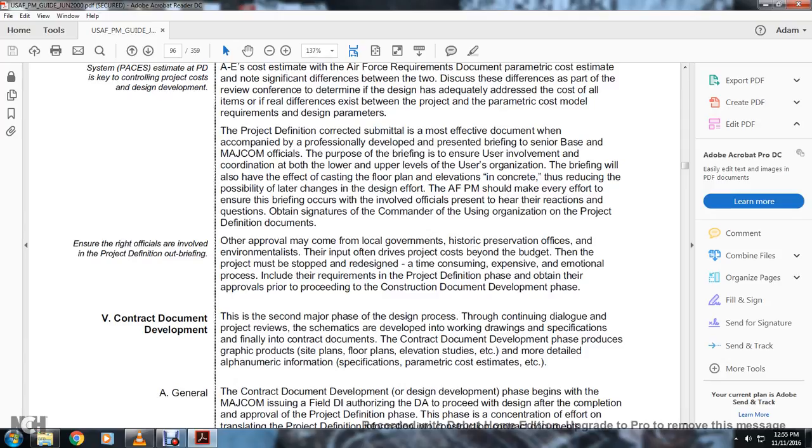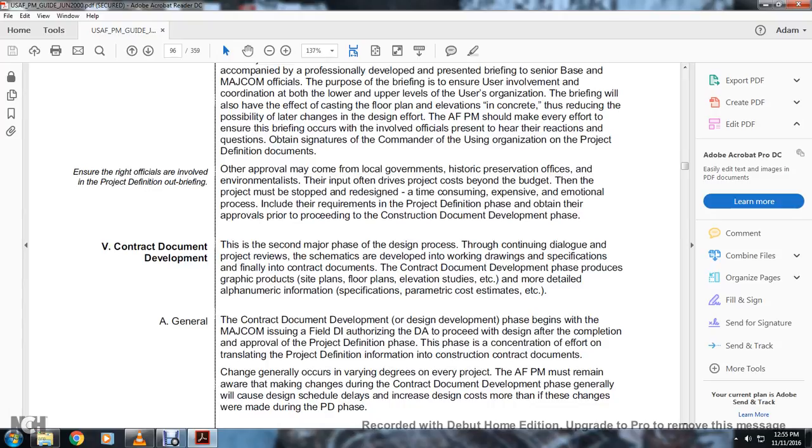Other approvals may come from the local government's historical preservation office, and often from environmentalists. If these drive the project cost beyond the budget, then the project must be stopped or redesigned, a time-consuming, expensive, and emotional process. Including the requirements of the project definition phase, obtain approval prior to proceeding with the construction documentation development phase.